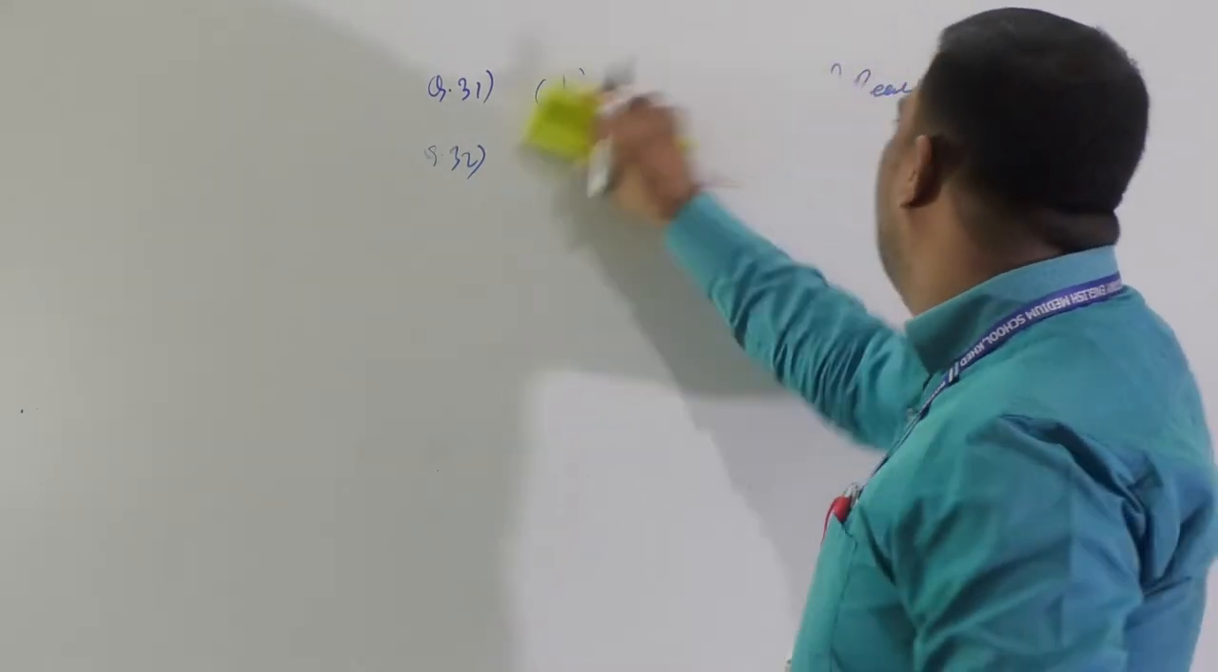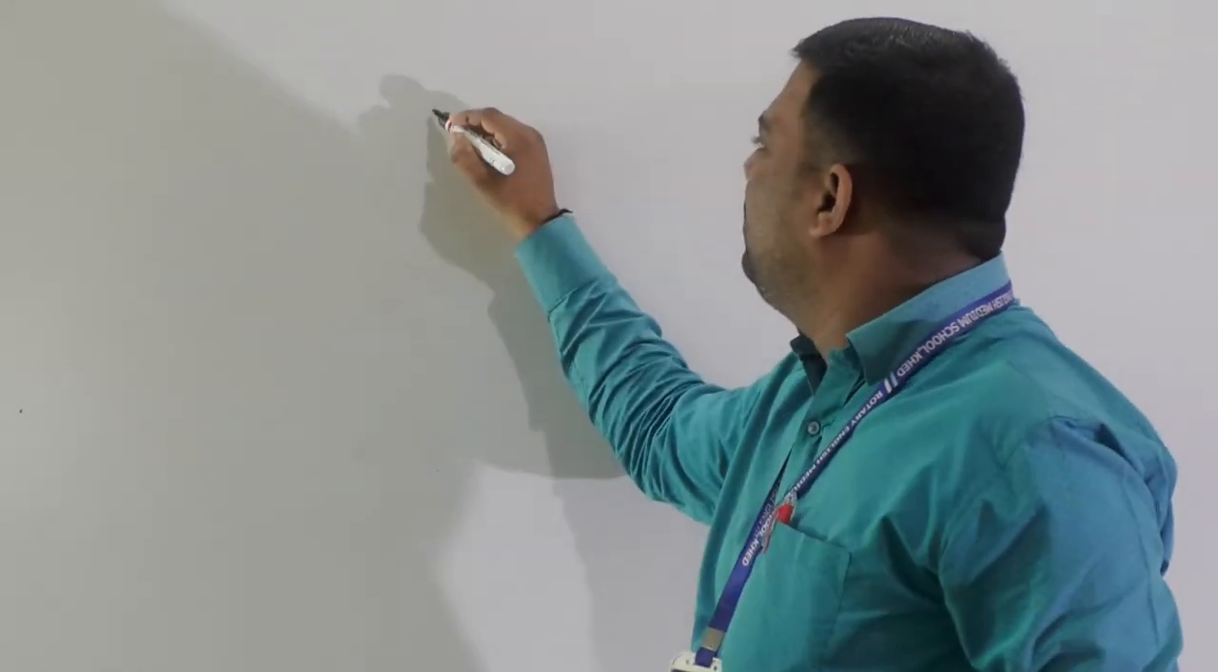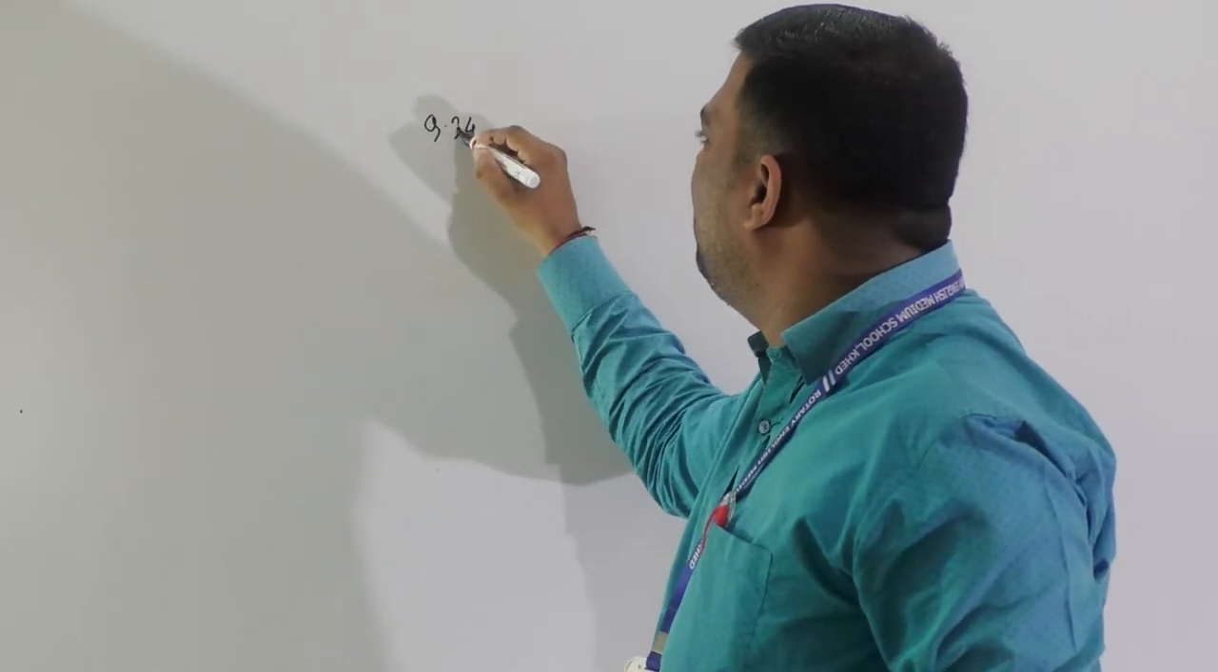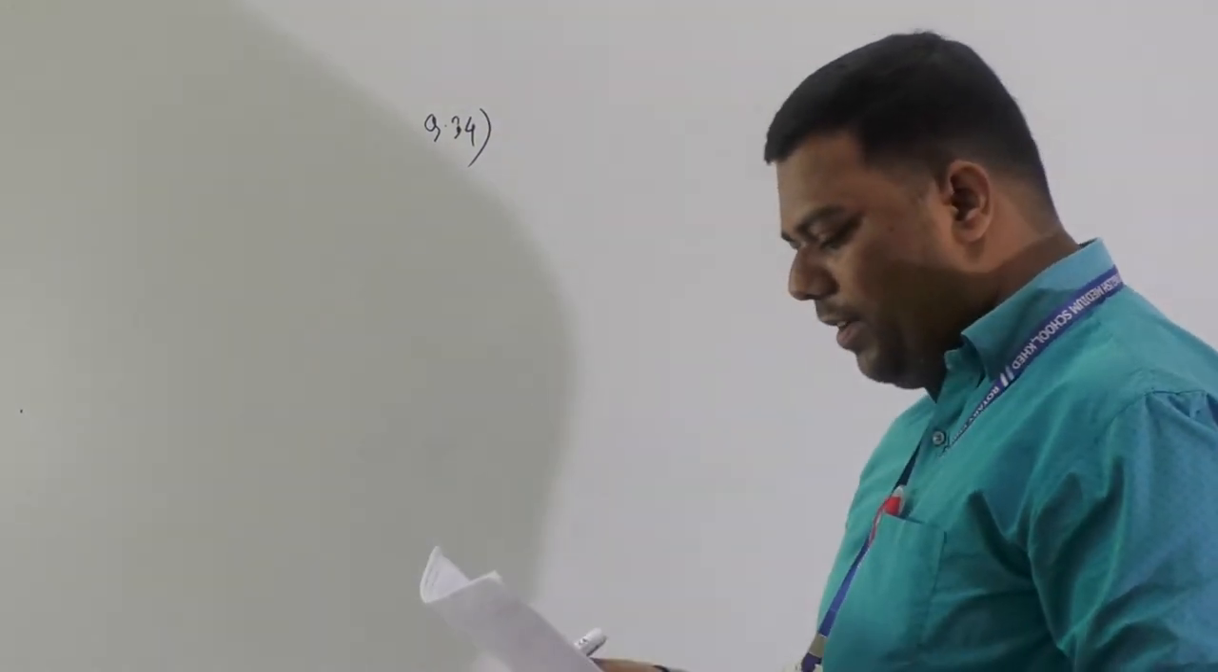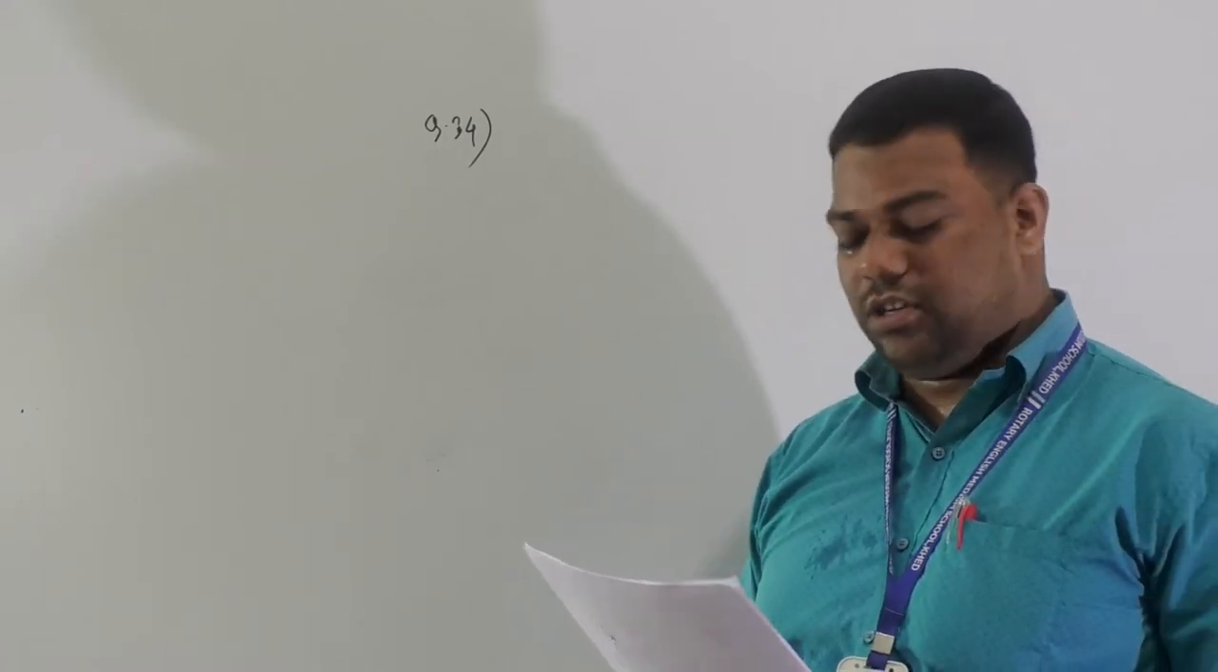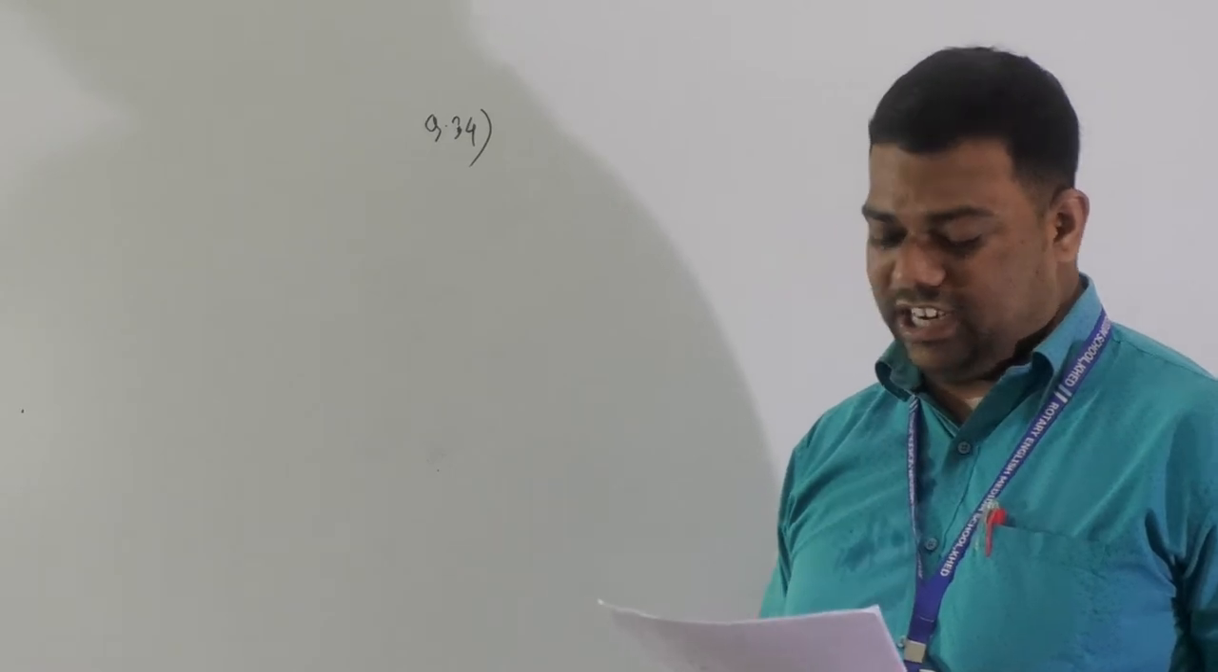Now, next question number 34. Carefully see this question number 34. In a first order reaction, the concentration of reactant decreases from 800 mole per dm cube to 50 mole per dm cube in 2 into 10 raised to 2 seconds. The rate constant of the reaction in second inverse.